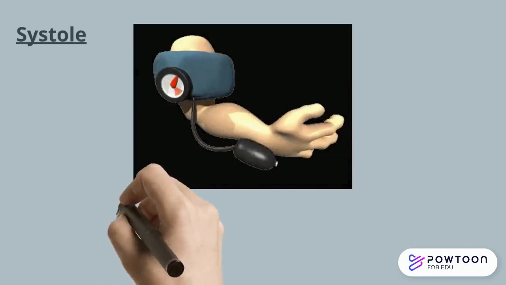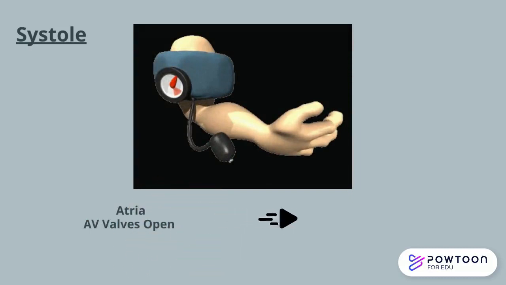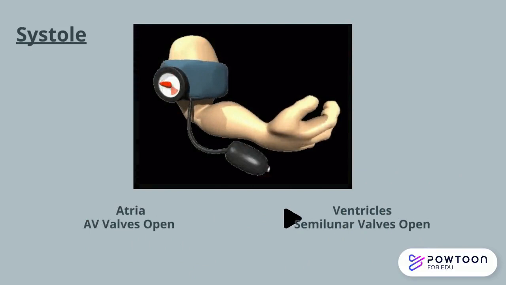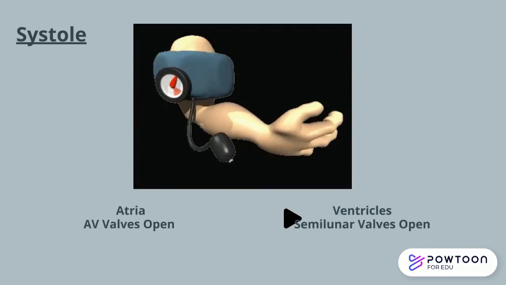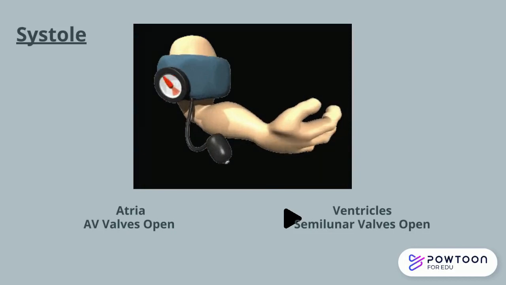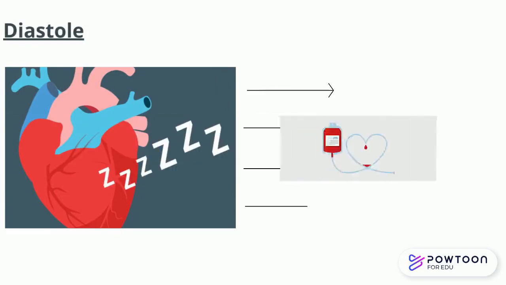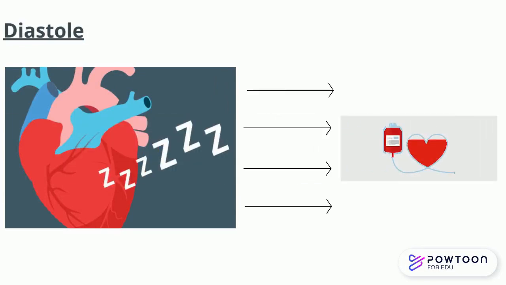Systole is known as the contraction phase of the heart. During systole, both atria contract together and push blood into the ventricles. Then the ventricles contract together and push blood into the arteries. The second phase that the heart goes through is known as diastole, and this is the relaxation phase of the heart. During diastole, all 4 chambers of the heart are relaxed, and the AV valves are open while the semilunar valves are closed.